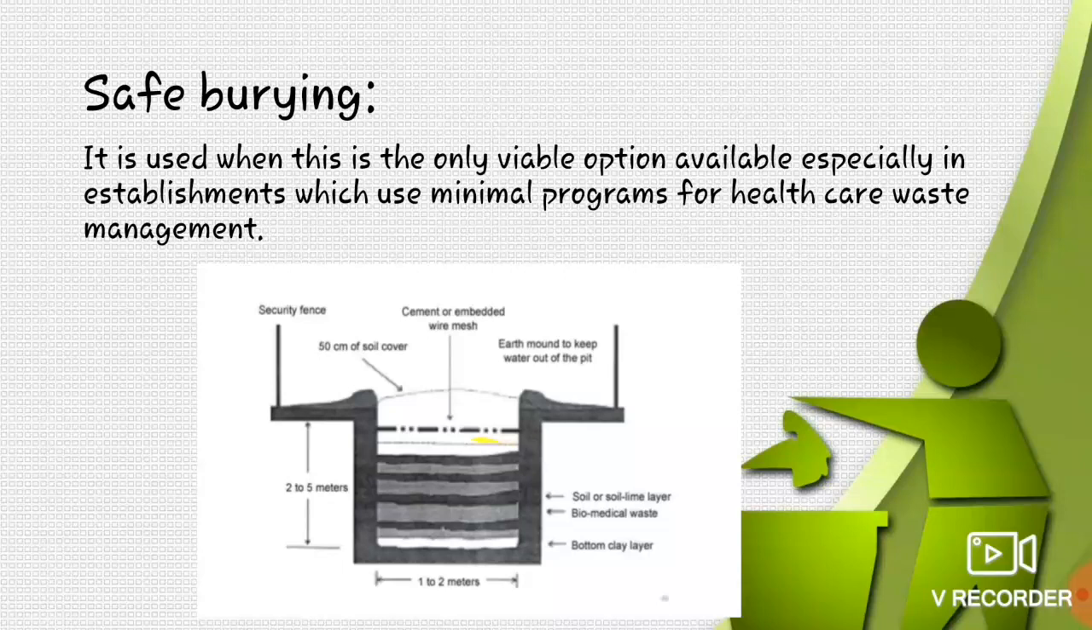And next there is cement or embedded wire mesh above these layers. So after putting all the layers, it is sealed with cement or embedded wire mesh, and above this cement there is a 50 centimeter soil cover. You can see this is the soil cover, which is about 50 centimeter, and the entire burying site is fenced, just to avoid any persons entering the burying site, as it may cause various biohazards.